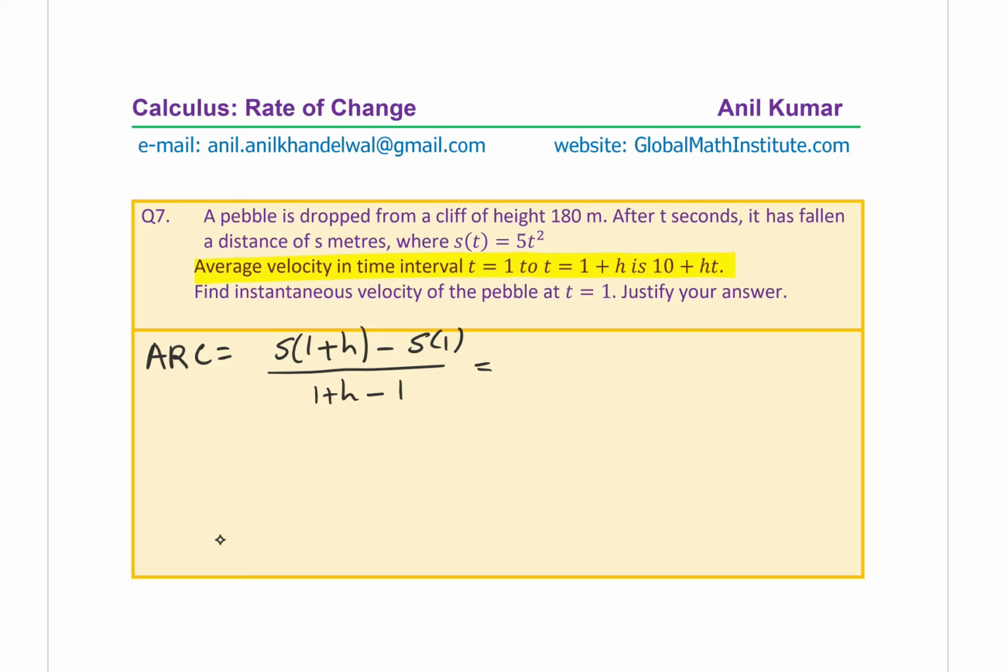So s of 1 plus h, s is 5t squared. So it will be 5 times (1 plus h) whole squared minus 5 times 1, over h. So we can now expand (1 plus h) whole squared, which gives us 1 plus 2h plus h squared, minus 5, over h.